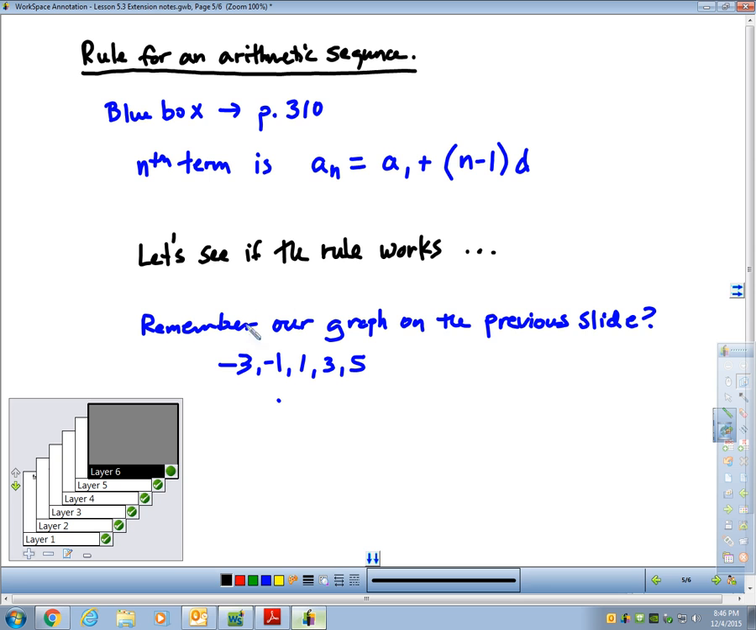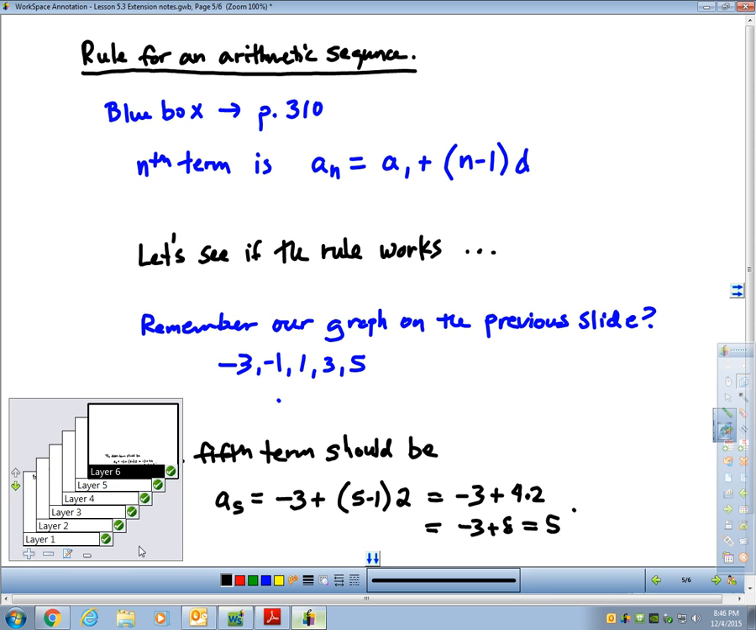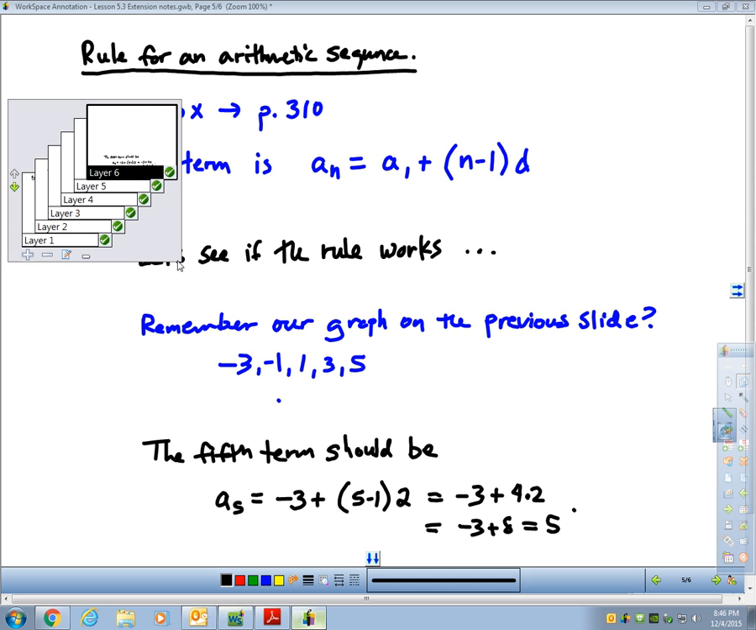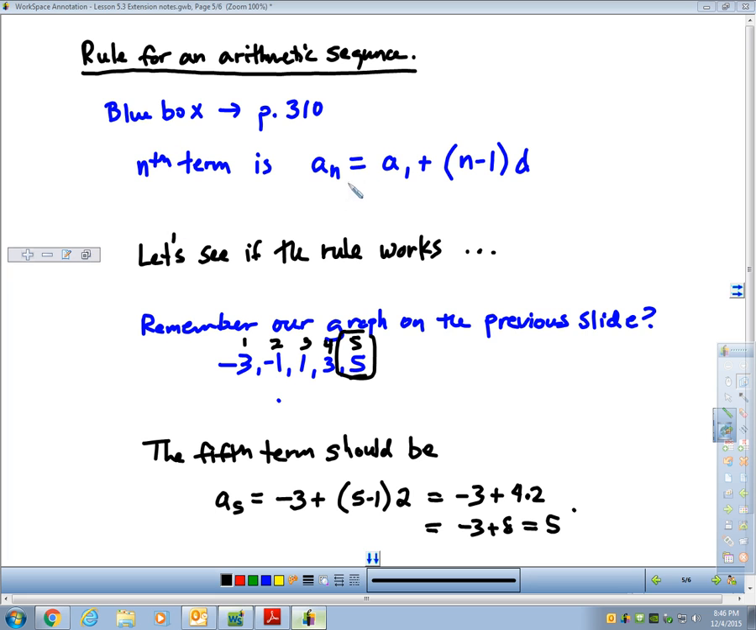I'm going to use the graph from the previous slide. Remember, our sequence on that graph was -3, -1, 1, 3, 5. I want to see if this rule will correctly predict a number in the sequence. So I tell you what I'm going to do. I'm going to see what the fifth term in this sequence should be. So pretend, don't look at this for a minute. Let's just pretend we didn't know. Can you see here the fifth term? Let me write it on here. 1, 2, 3, 4, 5. The fifth term ought to be 5. Let's see if this rule works.